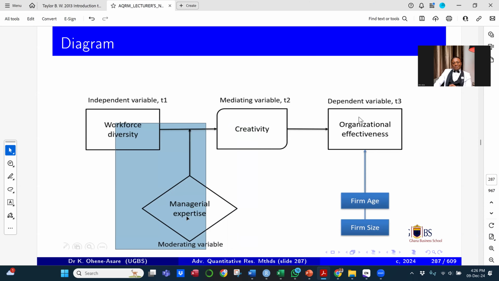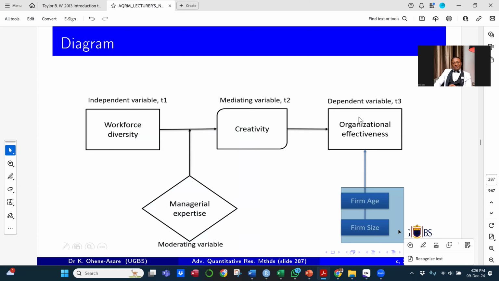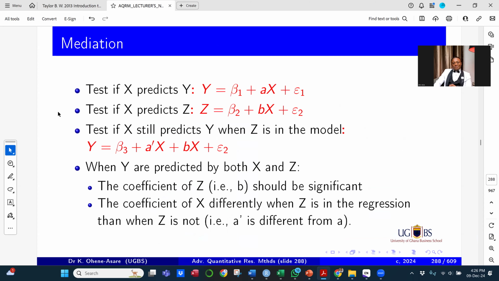Or in this case, the managerial expertise becomes a moderating factor. Now, when you look at size here and age here, they are individual. Nothing is influencing the other, and so they are direct exogenous variables. So you want to understand these things. You have to read more about them, appreciate them and understand them.